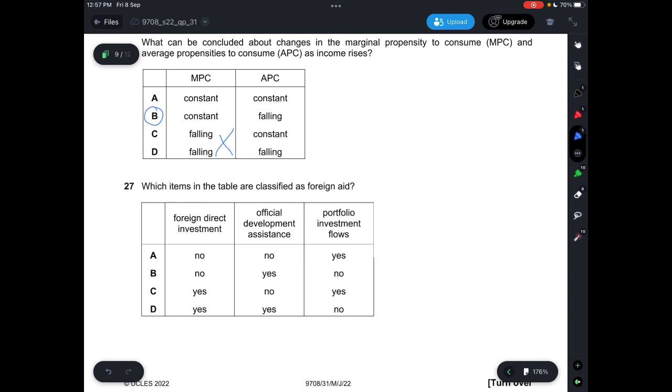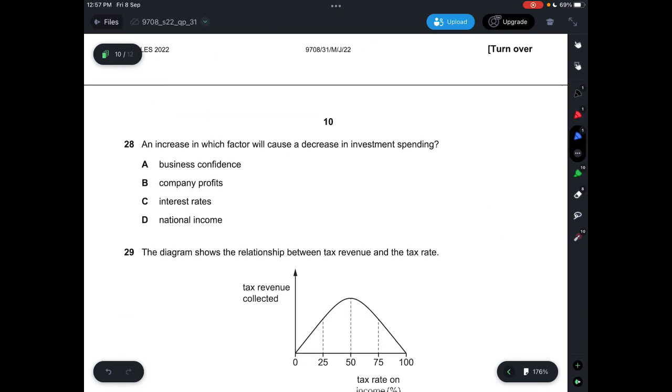27, which items in the table are classified as foreign aid? Okay, so the thing here that is classified as foreign aid should be official development assistance and only that. So FDI is not part of foreign aid, and portfolio investment flow is also not considered as foreign aid. So answer is B.